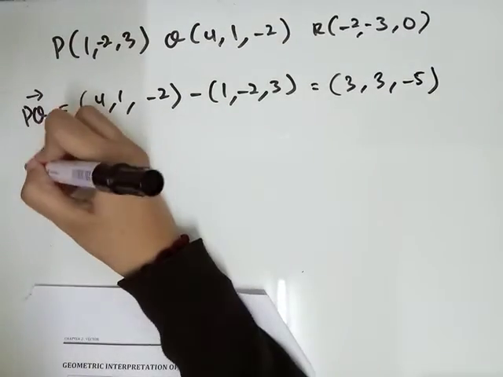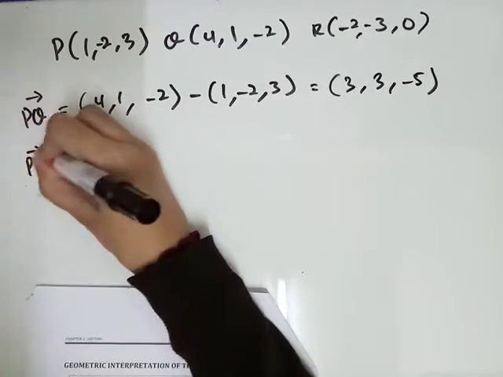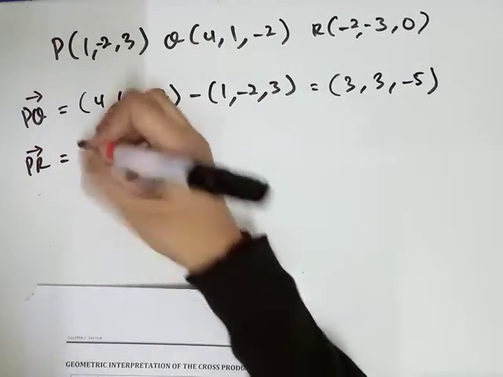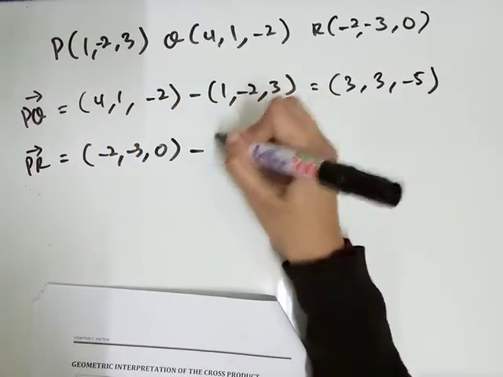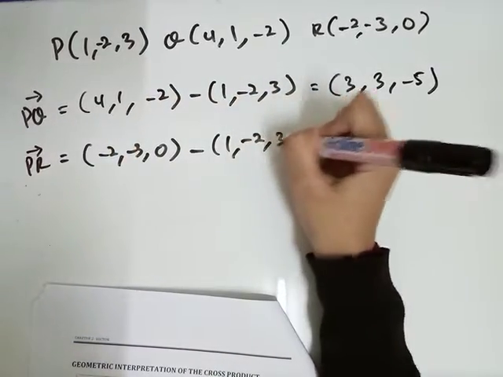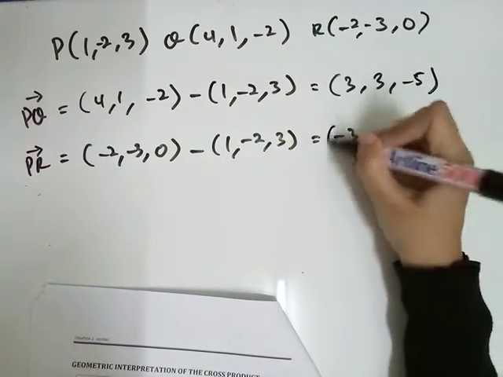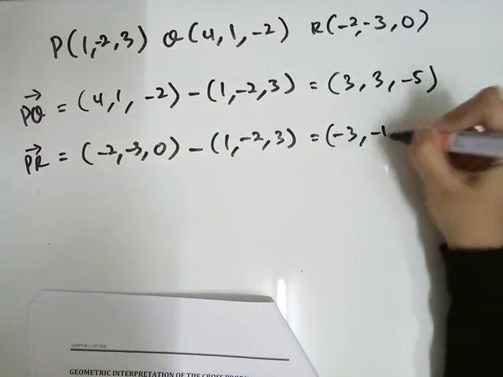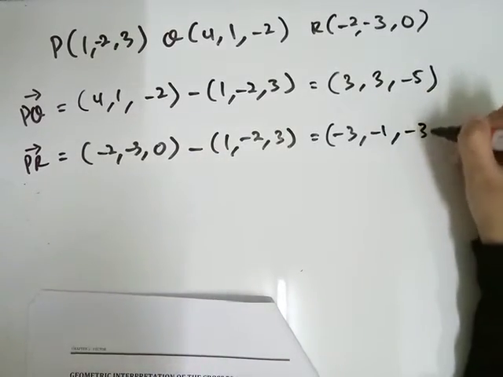And then vector PR. Vector PR: point R minus point P. (-2, -3, 0) minus (1, -2, 3). So -2 minus 1, you get -3. -3 minus -2: negative, positive. So -3 plus 2, you get -1. 0 minus 3, so -3.